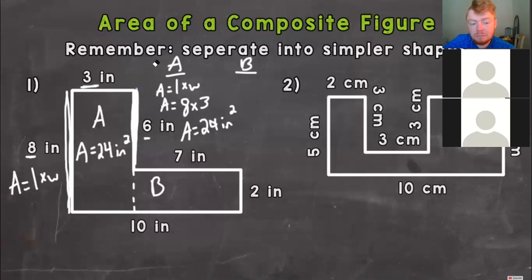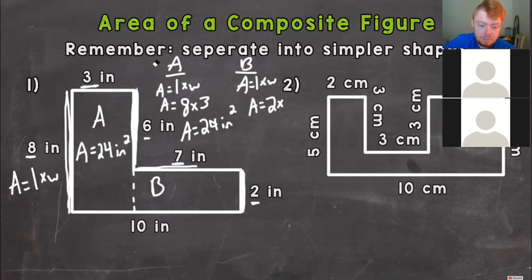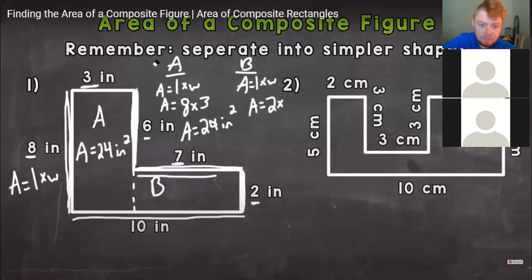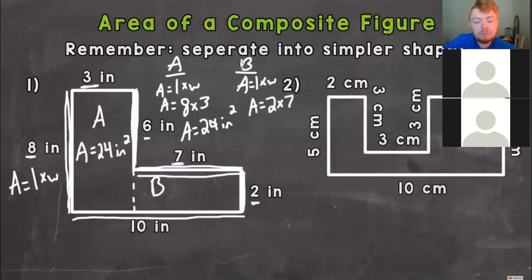Now let's do B. Area equals length times width. Let's plug in. Length is going to be this 2 inches here. So 2 times the width of 7 inches. Do not use the 10. The 10 goes all the way across. We only want right here, which is 7 inches. So area equals 2 times 7, 14 square inches. So the area for B is 14 square inches.